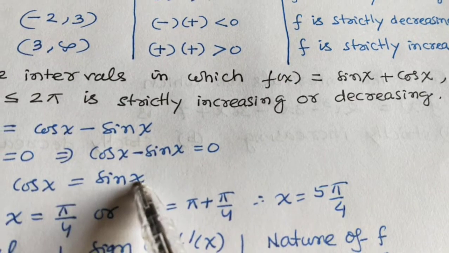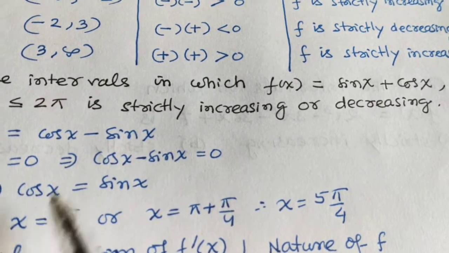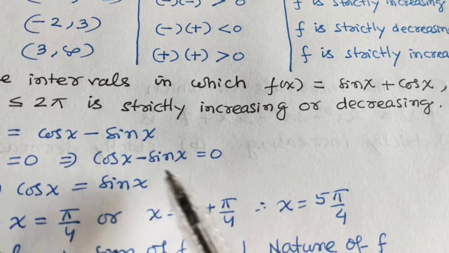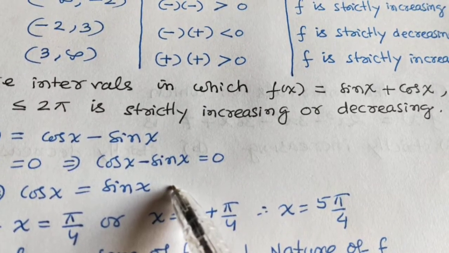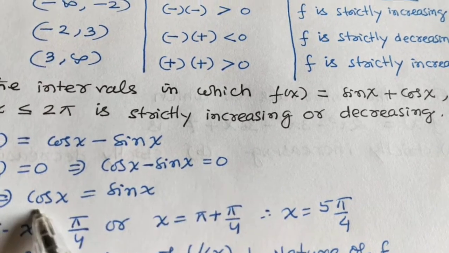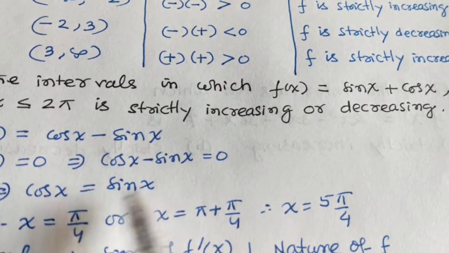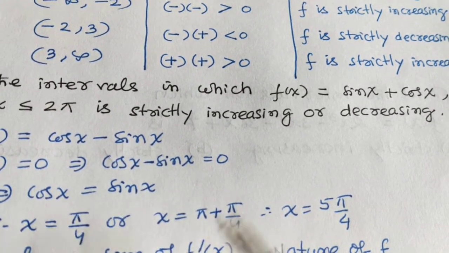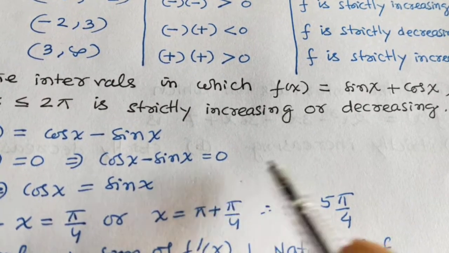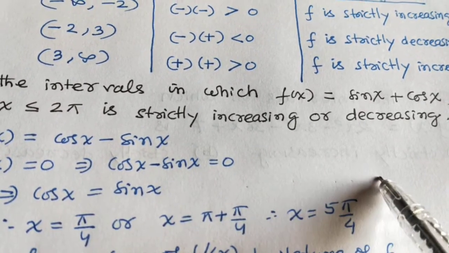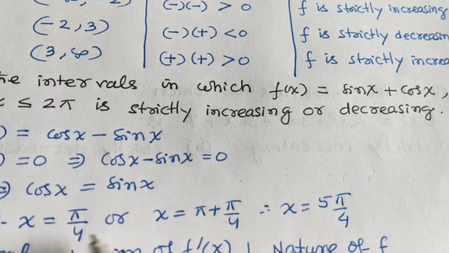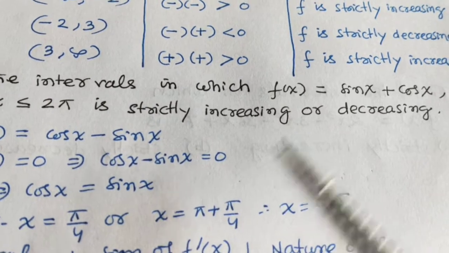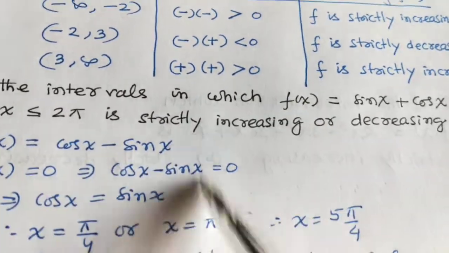If cos x equal to sin x, then naturally cos x equal to cos of (pi by 2 minus x). So 2x will be pi by 2, and at 45 degrees they are both the same. So cos is 1 by root 2, sin is also 1 by root 2. Or you can do this, cos x equal to cos of 90 minus x. So 2x will be 90, x will be 45.